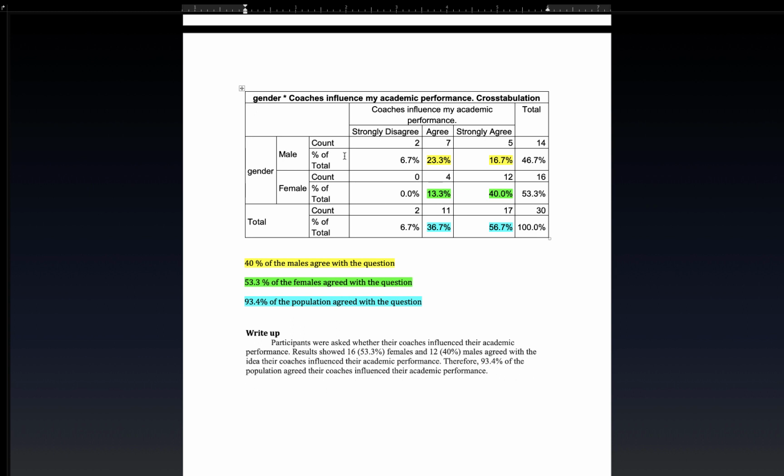So I'm using some data I had before that I've already written up. Basically, we're running two variables, gender and coaches influence my academic performance. As you go through, you have a count and a percentage of the total. Here's your gender with male and female, and up here is coaches influence my academic performance. You have strongly disagree, agree, and strongly agree. These are the three answers that came out. There were 5 options, but these were the only 3 that were answered. Here you have a percentage of the total.